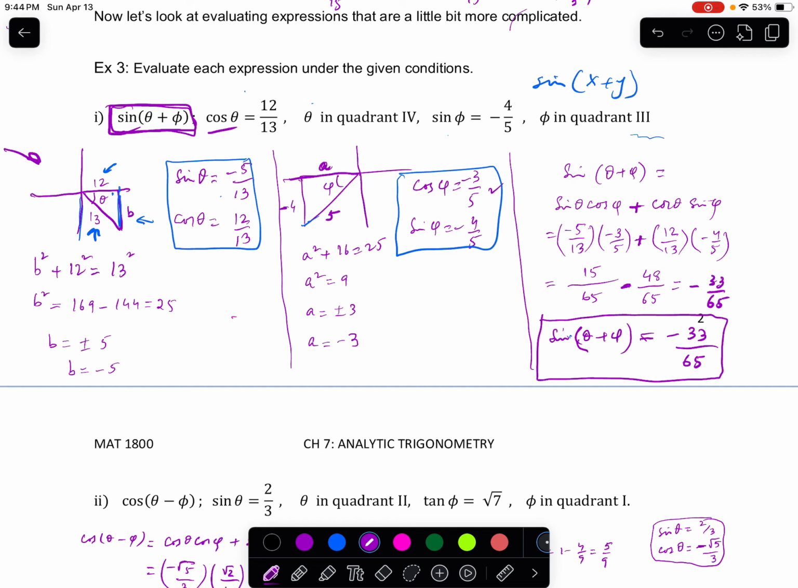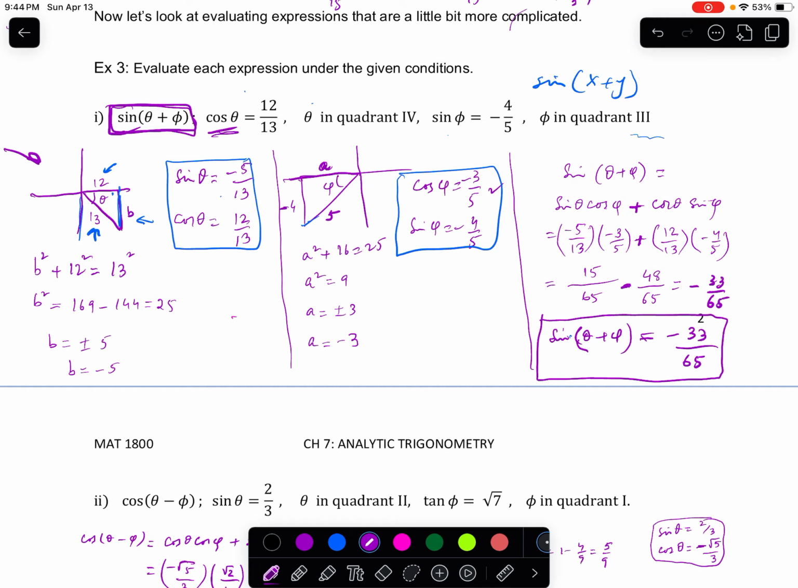If some information is given, good, but we have to find the other, which is not available. So we start with the first here. We are given this information about theta, that cosine of theta is 12 over 13 and theta is in quadrant 4. So I am using the triangle method here.